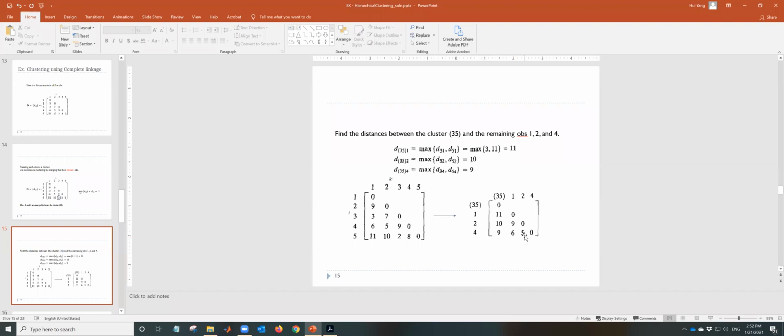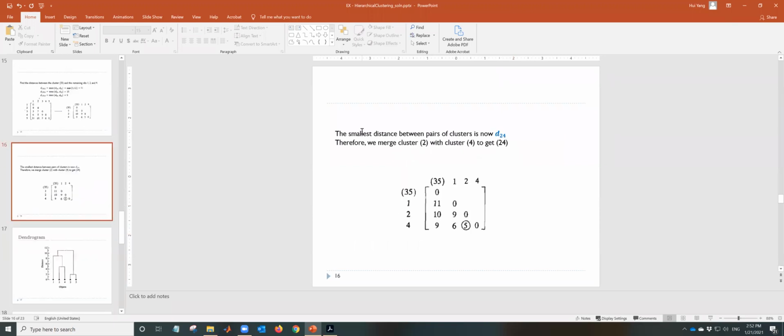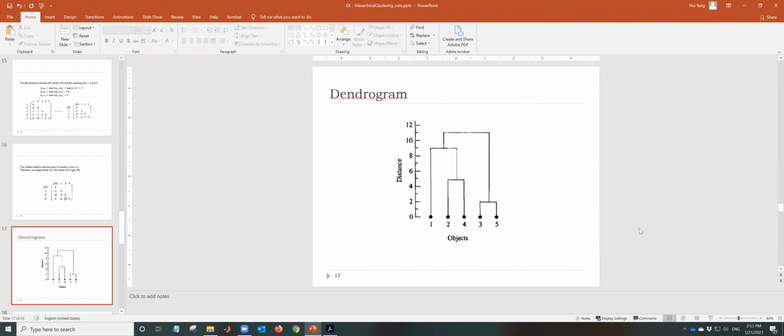So if we do this kind of complete linkage, we can see the next step, what is the smallest distance? This is 5. So instead of the previous one, where we merged 1 and 3, 5 in this step, now we are going to merge 2 and 4. So now the smallest distance is actually 2 and 4. So we merge 2, 4. Now you got a 2, 4 cluster. Then you continue. So you have 3, 5, 2, 4, and then 1, 2, 4, and then you got a 3, 5.